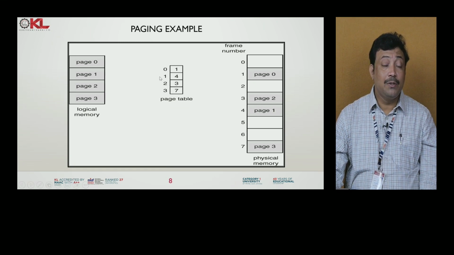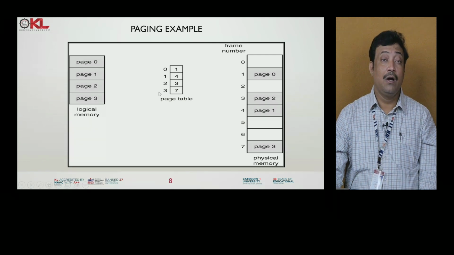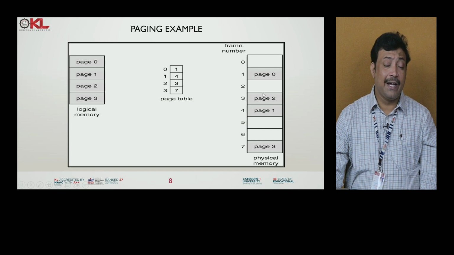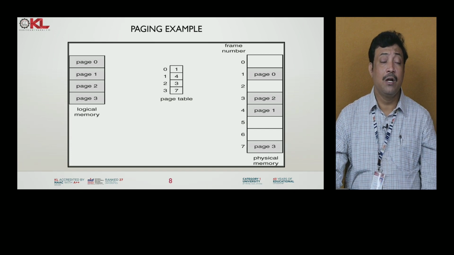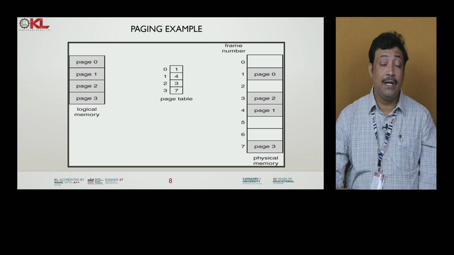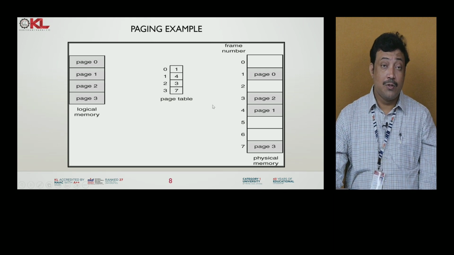Similarly, in order to load a user program with 4 pages, the OS has to find 4 free frames. Of course, we don't know at that time which free frames are available, because only the OS knows, as the OS has the complete statistics about the free frames which are available. So in this case, if you look at the page table, page 0 can be loaded to frame number 1.